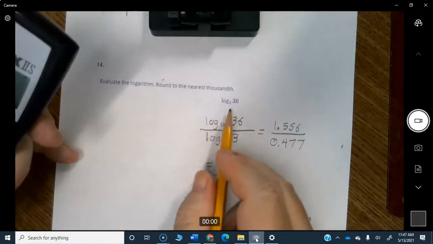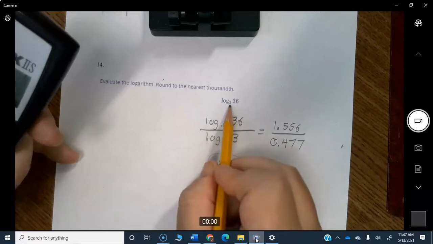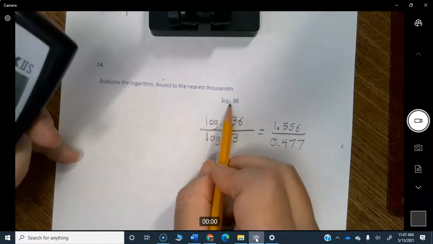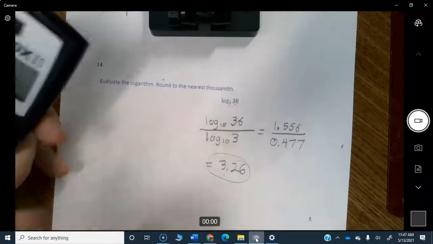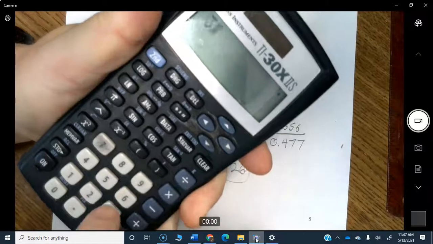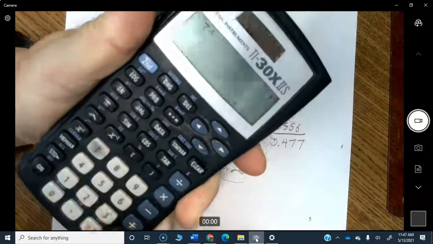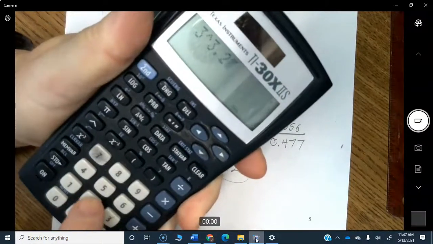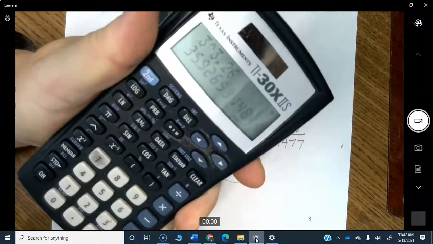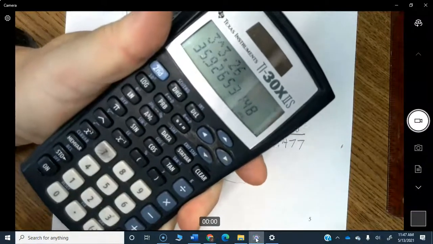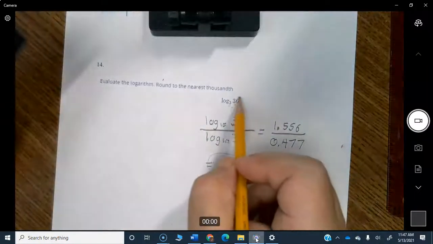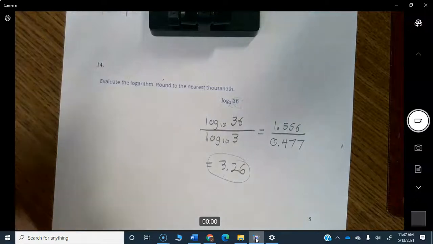And the way you can check that is, what does this mean? It means 3 raised to what exponent will give you 36? So if I take 3 and raise it to the exponent 3.26 equals, and it gives 35.9, which is close enough with rounding, okay? It should be 36 exactly, but that's close enough, okay? All right.